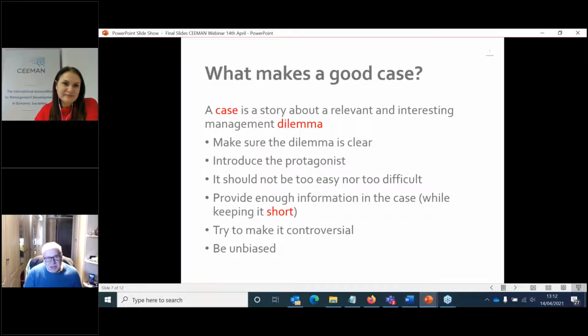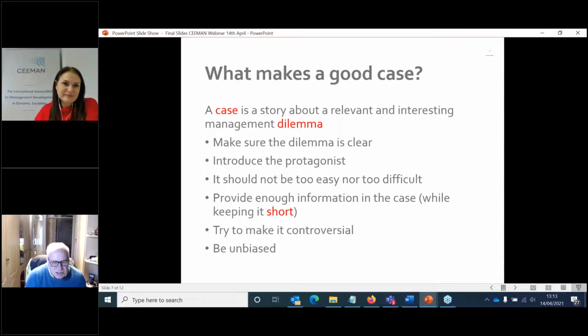In some of the cases I've been reading, the dilemma is not clear. So make sure that it's clear. I usually recommend that you state it up front. So whoever's reading the case, they'll know that this case is about this specific issue. In addition to this, we have a protagonist. That is the person who is about to make the decision or who has to solve that dilemma. And sometimes there's interaction between the dilemma and the protagonist. So the solution could be different if it was a different person in that situation.